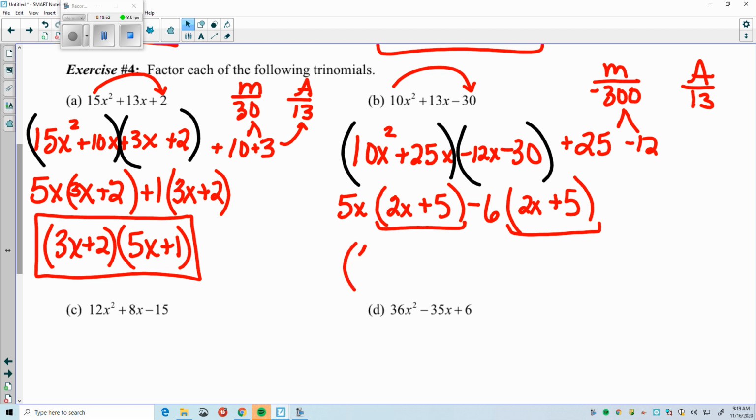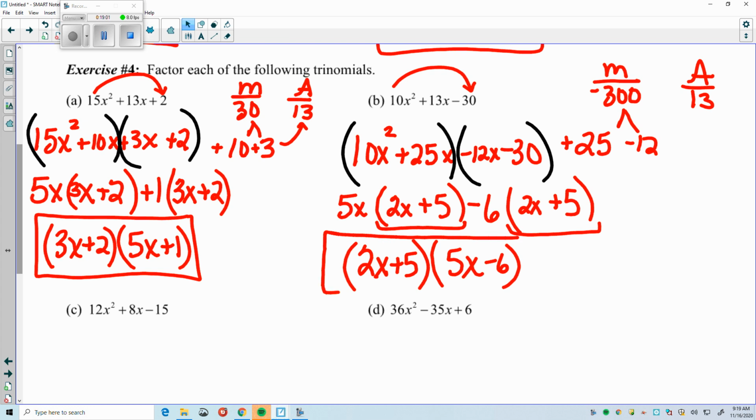And so now, one factor is that repeated factor. And what's left over is 5x minus 6. That would make your second term.